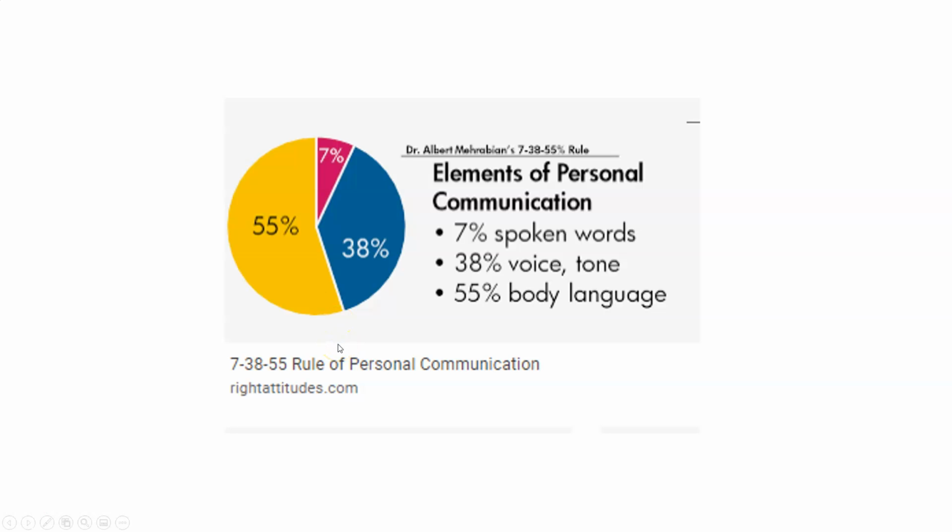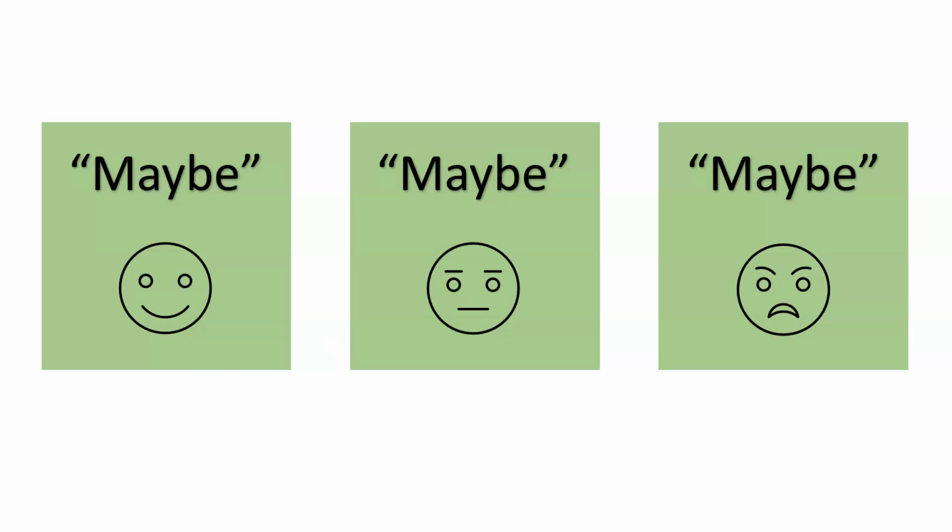This originated from the misinterpretation of findings from a study that was done back in the 1960s. In that study, subjects were asked to listen to a recording of a woman's voice saying the word maybe 3 times in different ways that conveyed liking, neutrality, and disliking. So that might be something like this. Maybe, maybe, maybe. They were also shown photos, not clip art like I've depicted here, but photos of the woman's face as she was conveying those 3 different emotions of positive, neutral, and negative.